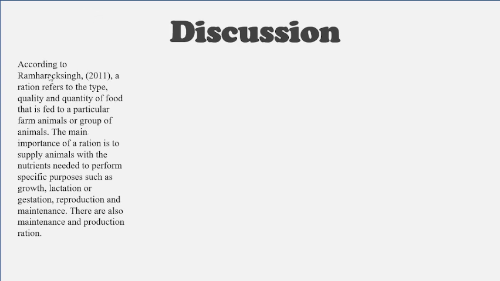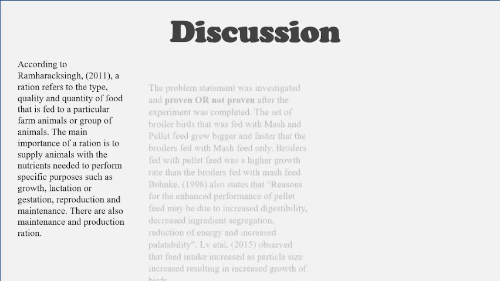Here is a sample. According to Ramhara Singh, 2011, a ration refers to the type, quality, and quantity of food that is fed to a particular animal or groups of animals. The main importance of a ration is to supply animals with nutrients needed to perform certain types of work or tasks or for specific purposes, such as growth and lactation. Lactation is giving milk. Gestation is the period when they are pregnant, or reproduction and maintenance. We have two types of ration: maintenance and production ration.